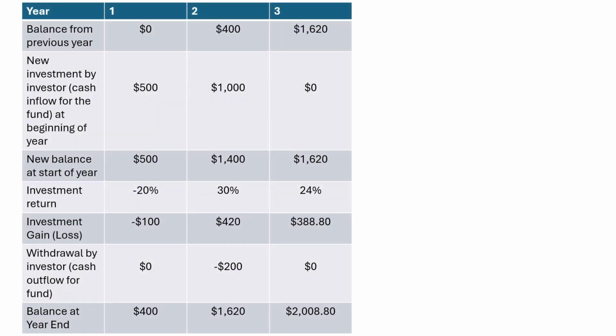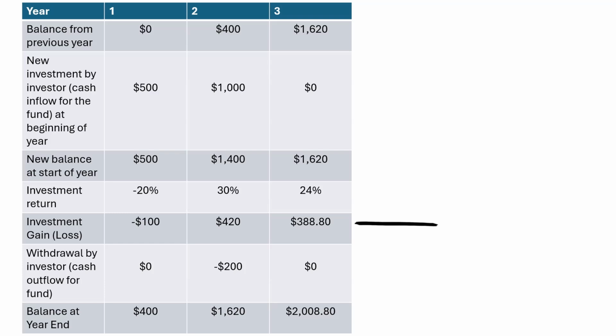To solve this problem, we'll begin by mapping out the cash flows for this scenario. We started with a $0 balance at the beginning of year 1 and then invested $500. Since the fund declined 20% in year 1, the investment loss was $100. The balance at the end of the first year is $400 since no withdrawals were made. For the second year, we start with a balance of $400, and since the investor made a $1,000 investment, the new balance at the beginning of year 2 is $1,400. The investor made $420 in year 2 since the fund returned 30%. $200 was withdrawn at the end of year 2, so the balance at the end of year 2 is $1,620.